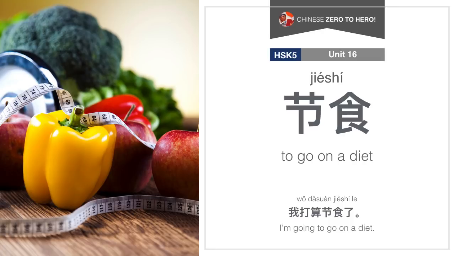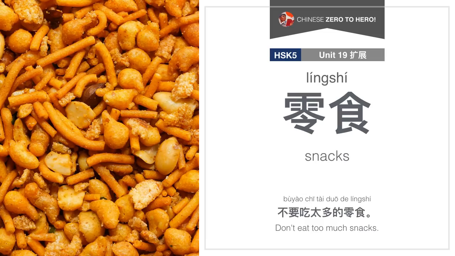In HSK 5, Unit 16, we learn the word 节食 meaning to go on a diet. 我打算节食了。I'm going to go on a diet. In HSK 5, Unit 19, in the expansion of the unit, 扩展, we learn the word 零食 meaning snacks. 不要吃太多的零食. Don't eat too much snacks.